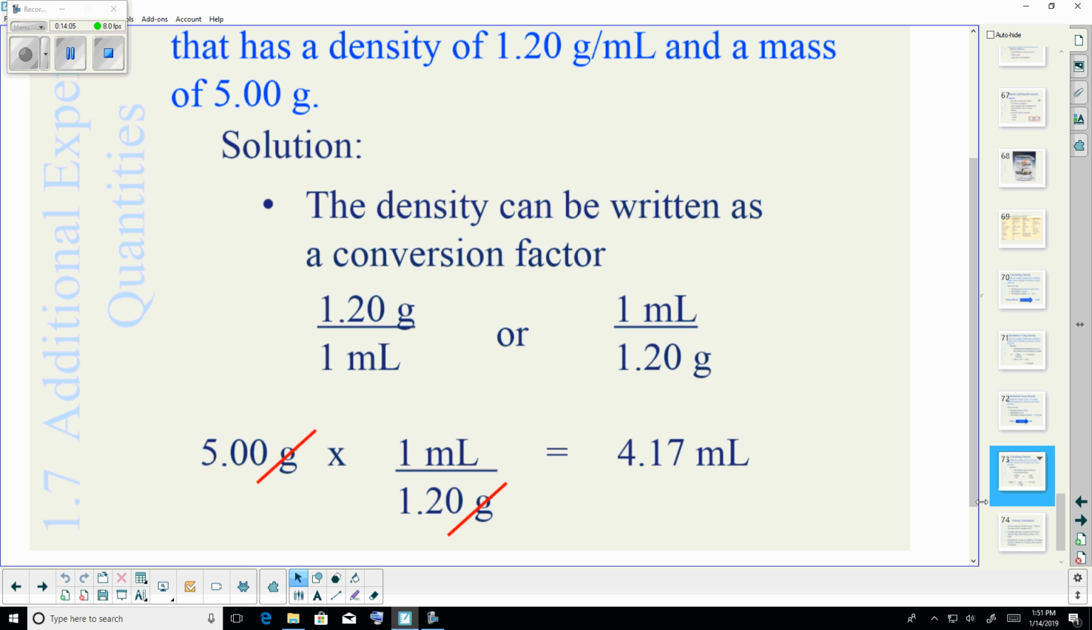Okay, we said volume is mass over density, right? So volume is equal to grams. Density is milliliters per gram, right? If we look at that, then it's grams over 1, which is the mass, times milliliters over grams. This is 1 over the density. So it's mass divided by density. So it's 4.17 mils.